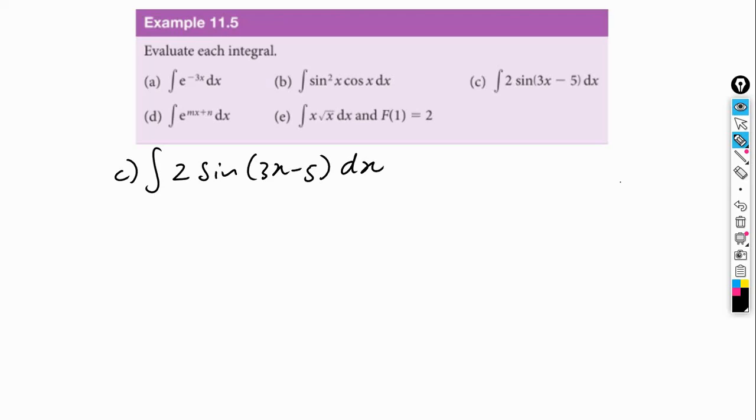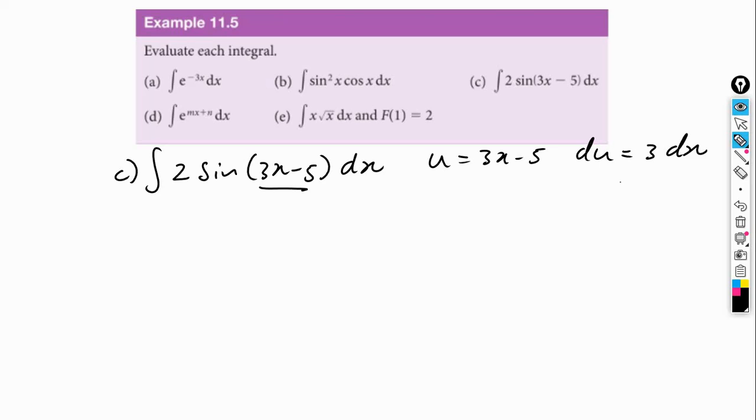So notice that we can't do the u substitution, u equals sine of x, right? That wouldn't make sense because we don't have cosine of x and all that. But we can take this. So if we say that u is equal to 3x minus 5, then the derivative of u has to be 3 times dx. Okay.